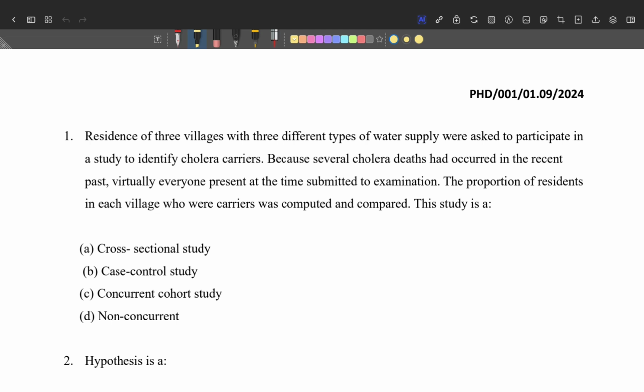The first question says residents of three villages with three different types of water supply. Now the first phrase which should strike your head is three different types of water supply. It means a group of people having A, B, and C, three different types of water supply, were asked to participate in a study to identify the cholera carriers. So cholera carriers is another keyword.